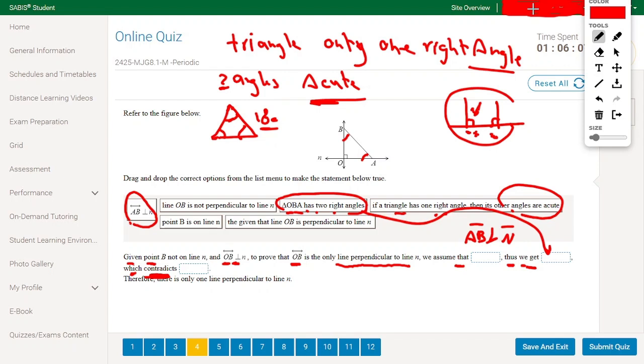So here we will say that given point P not on line N and OP perpendicular to N, which is given, to prove that OP is the only line perpendicular to line N, we assume that AB is perpendicular to N. Thus, we get that triangle OBA has two right angles, which is not right, because if a triangle has one right angle, then its other angles are acute. Therefore, there is only one line perpendicular to line N.